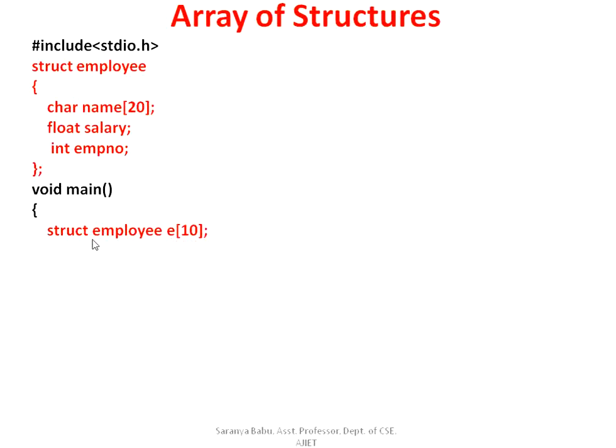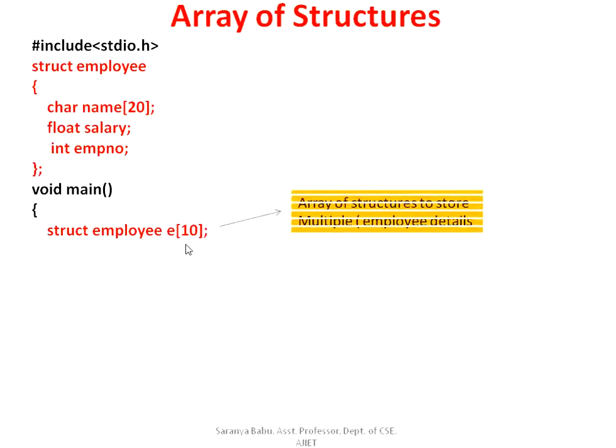What is this? Normally, how do you declare? You declare the structure variable as struct, then the tag name, and then the variable name. But here after the variable name, in the bracket I have given 10. That means I have 10 employee data. This particular structure variable can hold up to 10 employee details. Clear? Can hold up to 10 employee details.